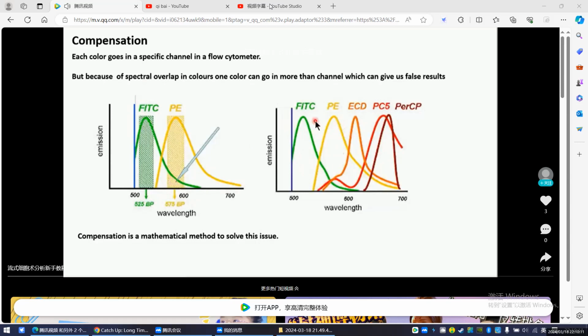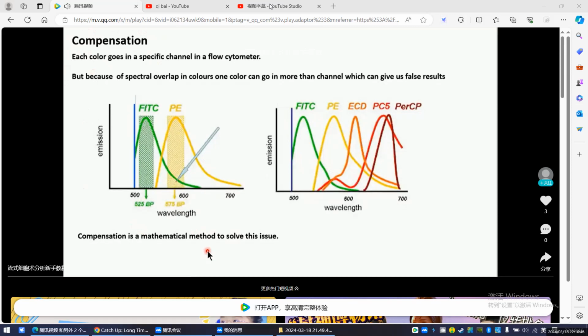Now in another graph we have so many colors like FITC, PE, PC5, PerCP, and these dyes are giving overlapping spectrums. It means they can also give us a false result. Now to solve this problem, there is a mathematical model, or mathematical system, which is called compensation. Compensation is a mathematical method to solve the issue of spectral overlap, the issue created by a condition where one color can go in more than one channel.